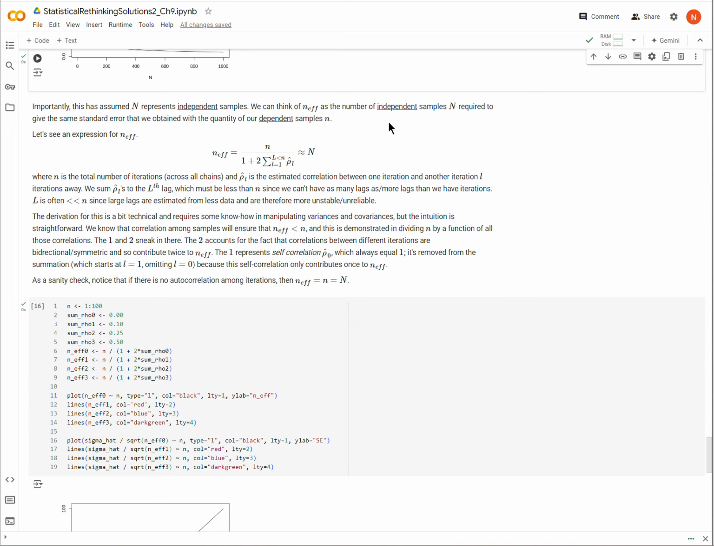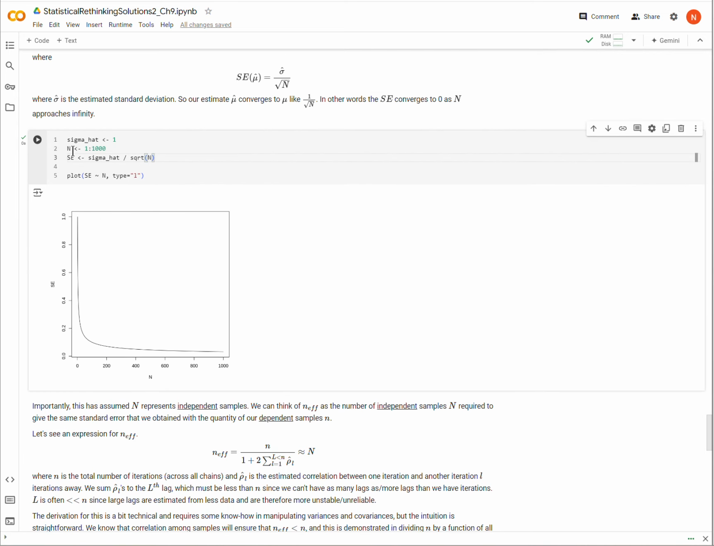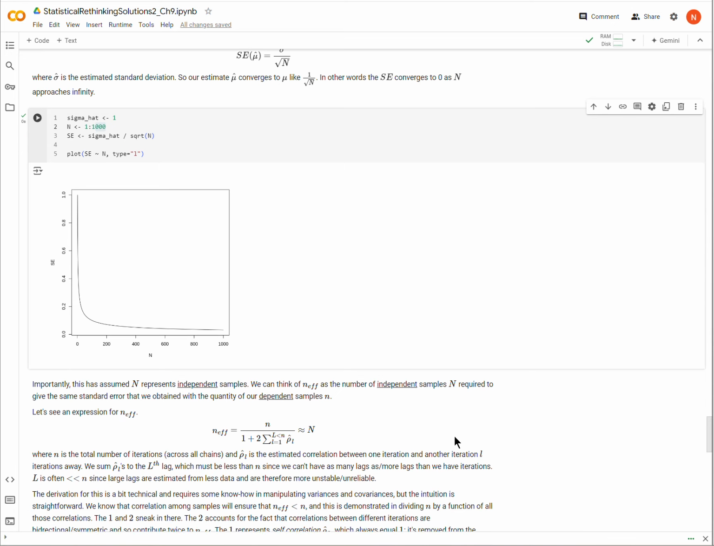All right. So what's important in all of this is that this is all assuming that we have independent samples. We have up to 1,000 independent samples. But again, that's not how our MC sampler is working. We have dependent samples, and so we need to account for that dependent structure among samples.